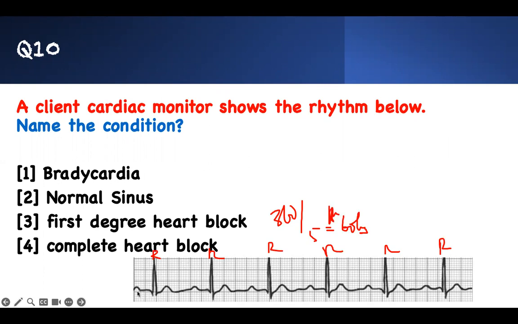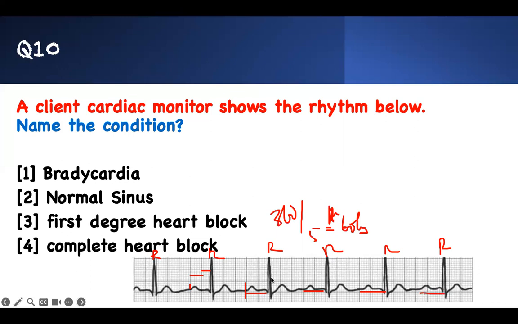Then I look for the P. There's a P for every QRS: P, QRS, P, QRS. Then look at the PR interval. Looking from here, this is expanding a whole big 2 bars, so 10 small little boxes. Usually you want between 3 to 5 boxes. This is 10 boxes. From here to here, 10 boxes. Here, 10 boxes. Here, 10 boxes. I don't see any dropped beats.